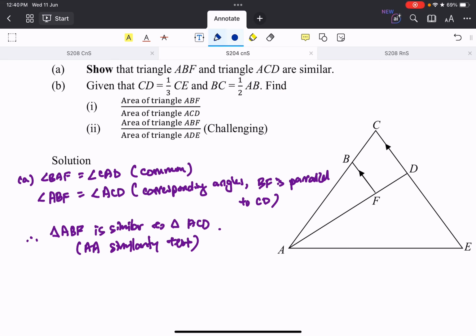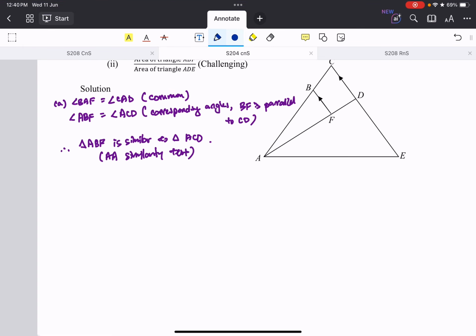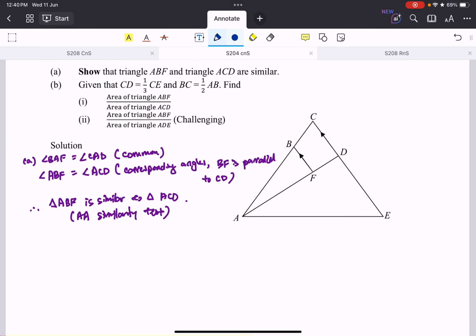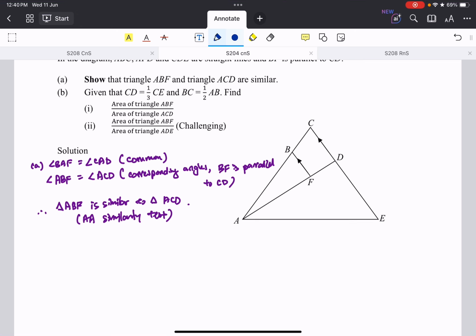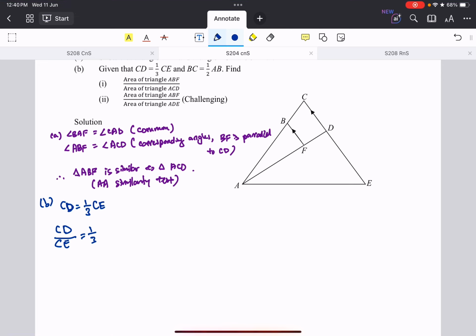Part B, given the two ratios again. Do I have enough space here? Oh yeah, I do have enough space. So let's zoom out a little bit. We're going to start with CD equals 1/3 CE. Let me label it part B. CD over CE is 1/3, and that means that the ratio CD over DE is going to be 1/2.